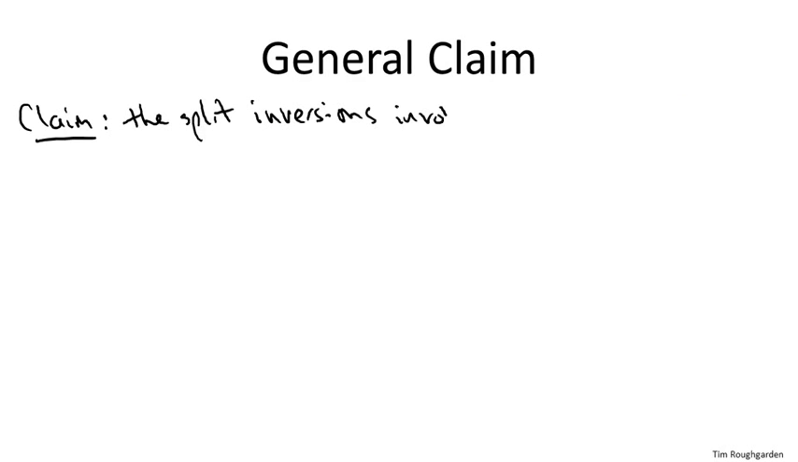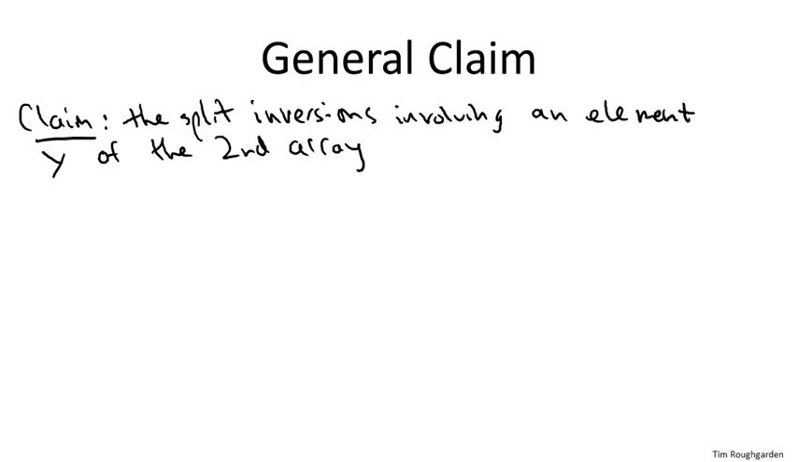So this is indeed a general principle, so let me state the general claim. The claim is not just in this specific example, in this specific execution, but no matter what the input array is, no matter how many split inversions there might be, the split inversions that involve an element of the second half of the array are precisely those elements remaining in the first array when that element gets copied over to the output array. So this is exactly the pattern that we saw in the example.